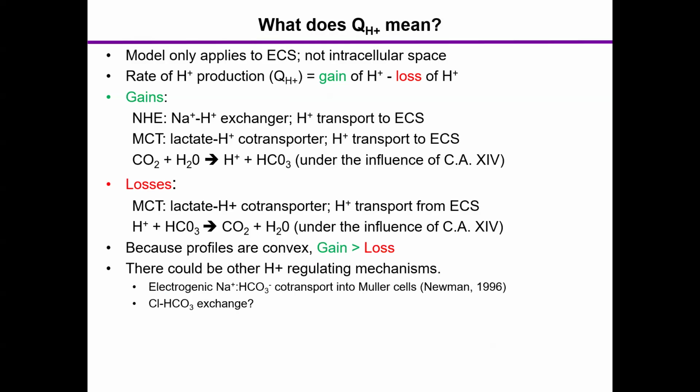And there could be other hydrogen ion regulating mechanisms. For instance, electrogenic sodium bicarbonate transport into Mueller cells, which Newman has shown exists. There also could be chloride bicarbonate exchange as well. But these complexities mean that we don't really expect hydrogen ion production to equal lactate production in the extracellular space, and I'll come back to that point. It might be proportional to lactate production, but I'm not sure we're guaranteed of that.